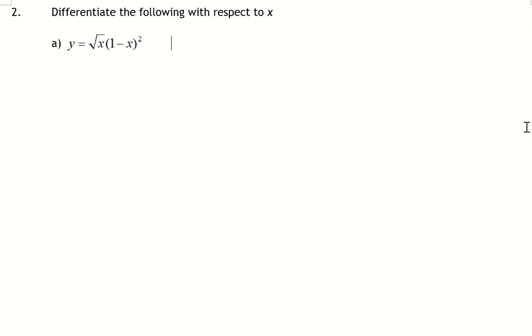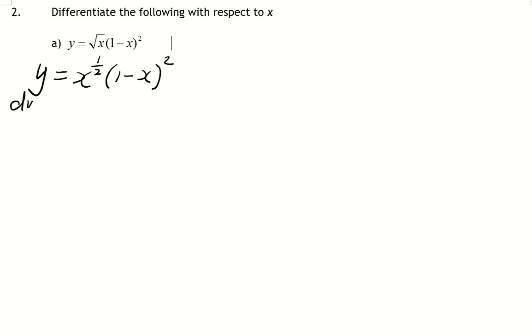Okay, so now we are going to take a look at how we apply the product rule on question 2a. Question 2a, you have y equals root x multiplied with (1 minus x) to the power of 2. The first thing I will do is rewrite this function as y equals x to the power of half, and then the second function remains as (1 minus x) to the power 2. So this is a product of two functions of x.